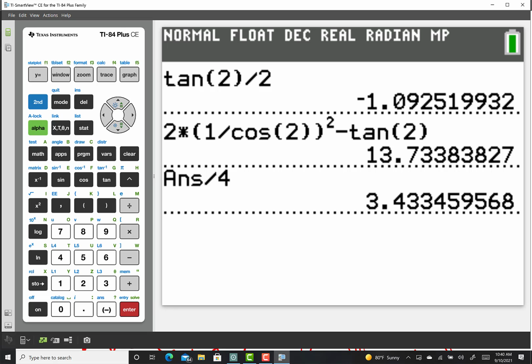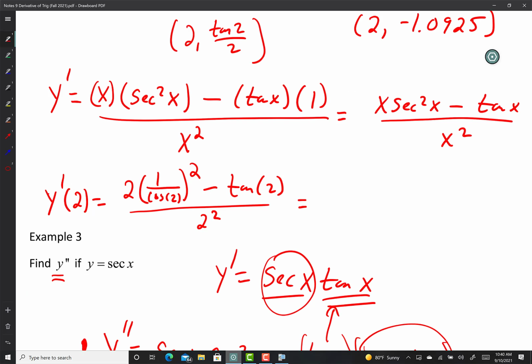So I got 3.4334. You know what, let's round it. 3.4335. Is everyone okay so far? All right. What's my tangent line?